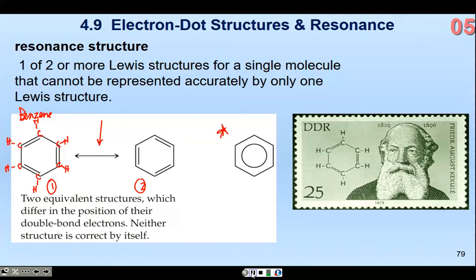Its structure was deduced by a fellow named Friedrich August Kekulé, a German, in the 1800s, and he got immortalized, if you will, or commemorated on a stamp in the former East Germany back in 1979. And there's his structure that was describing the structure of benzene. Interesting trivia piece for you.